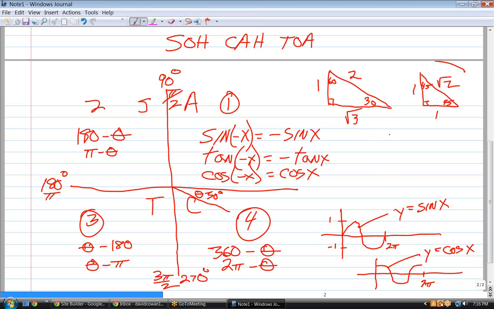Do you know your reciprocals? What's sine's reciprocal? Cosecant. Okay. And cosine? Secant. And tan? Cotangent. Okay. Add that to the list of things you want to memorize from this page here.